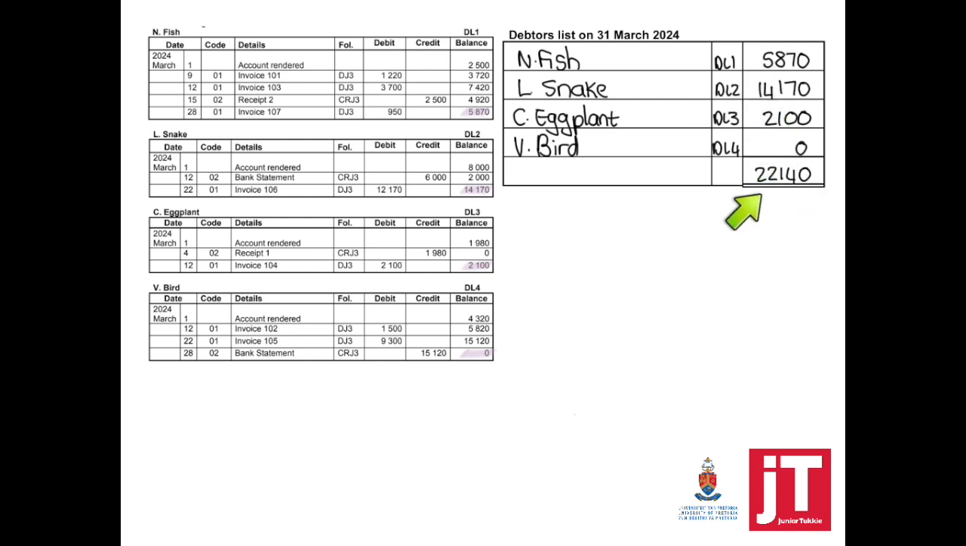And this is the figure that should be the same as the balance in the debtors control account once you've completed the general ledger. If it's not the same, it means somewhere along the line, you have made a mistake. And this is just for an introduction. This is what we do in grade 10. We look at the debtors control balance is not the same as the balance in the debtors list. So then we need to reconcile. We need to check where did we possibly make a mistake so that we can correct it because it must be the same.